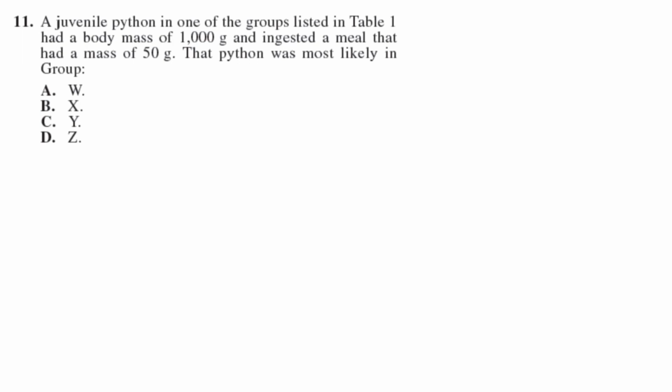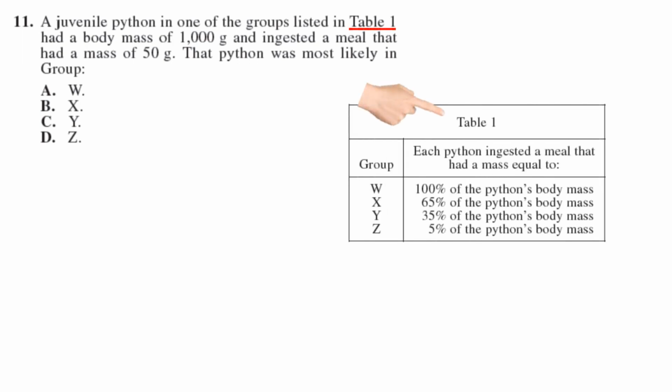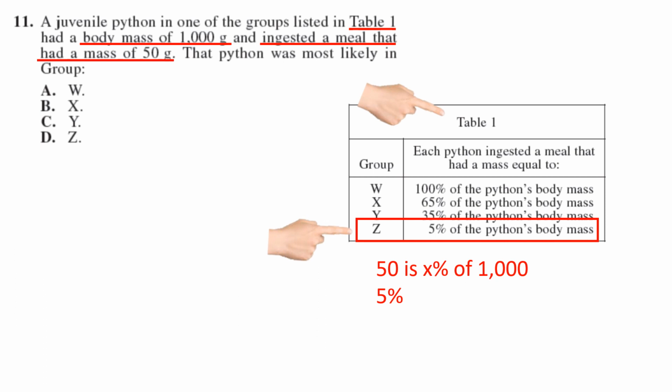Number 11, a juvenile python in one of the groups listed in table 1 had a body mass of 1,000 and ingested a meal of 50. So 1,000 grams ingested a meal of 50 grams. Which group was this python likely in? So if the python had ingested a meal that was 1,000 grams, that would be 100% of the body weight. So we know it's not W. So 50 is what percent of 1,000? It's 5% of 1,000. So your answer is Z, choice D.